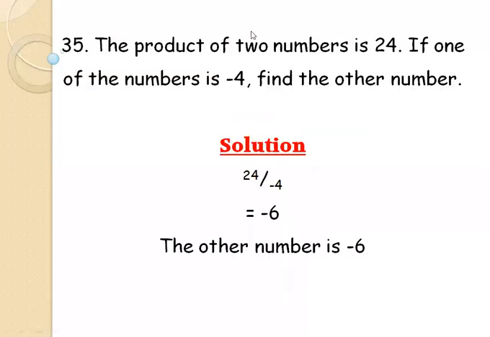Question 35 says, the product of two numbers is 24. If one of the numbers is -4, find the other number. The product of two numbers is 24. If one of the numbers is -4, find the other number.